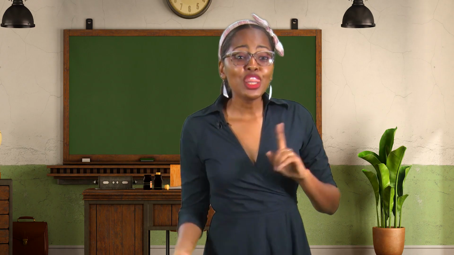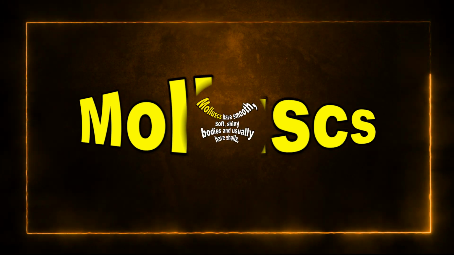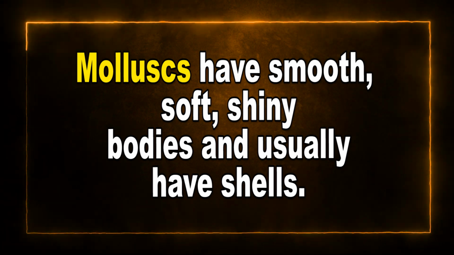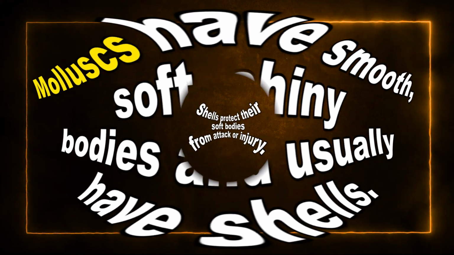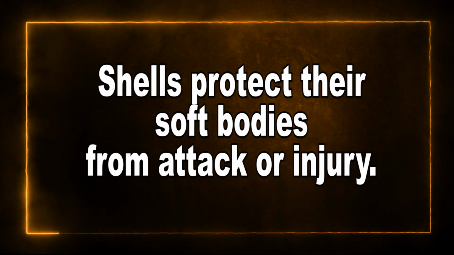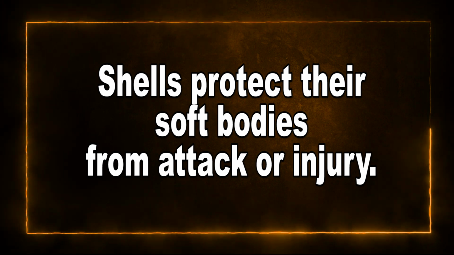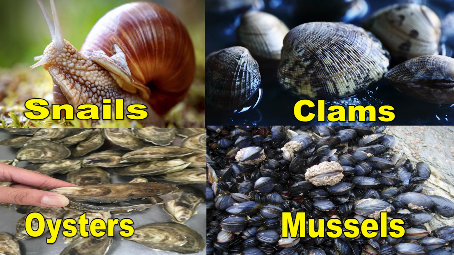That's right. Now let's discuss one type of invertebrate called molluscs. Molluscs have smooth, soft, shiny bodies and usually have shells. Shells protect their soft bodies from attack or injury. Snails, clams, oysters, and mussels all have hard shells and soft bodies. They are examples of molluscs.